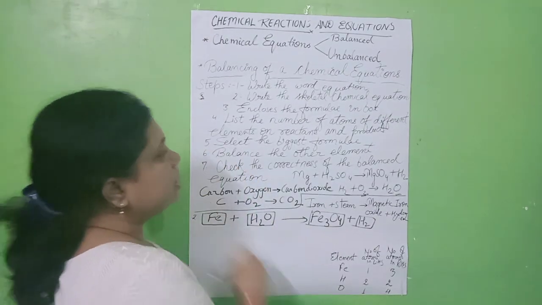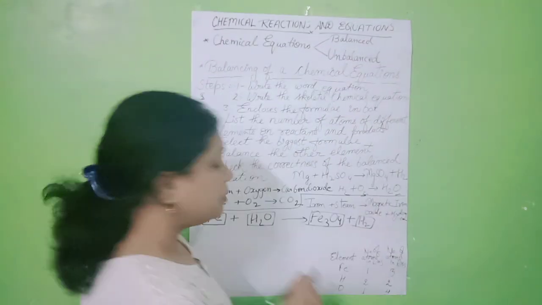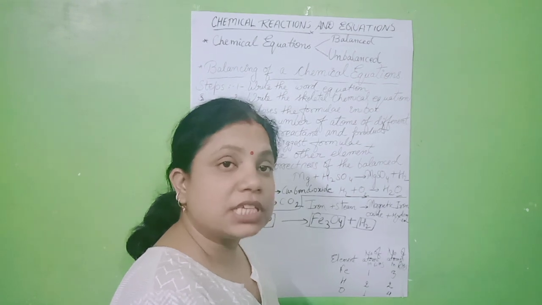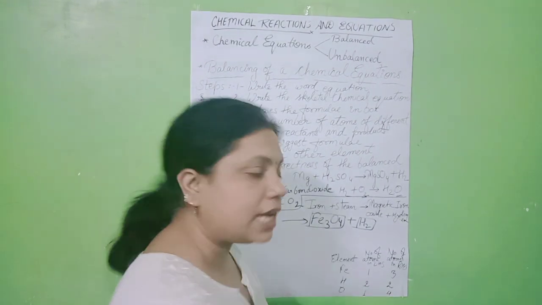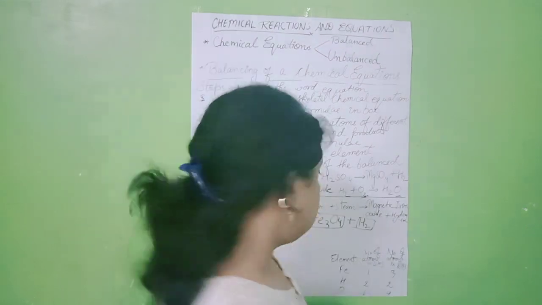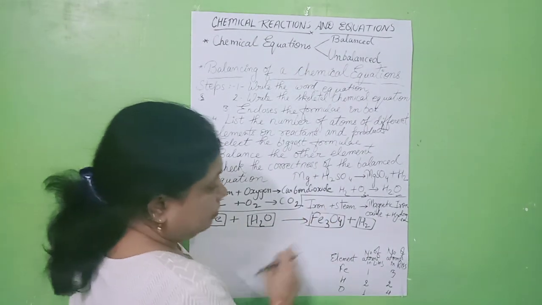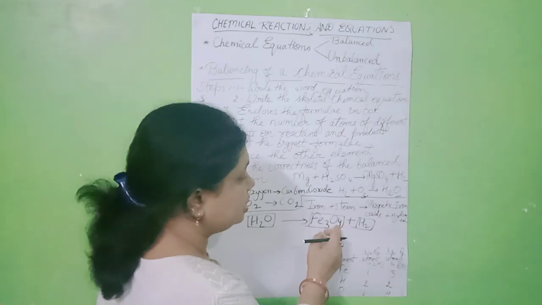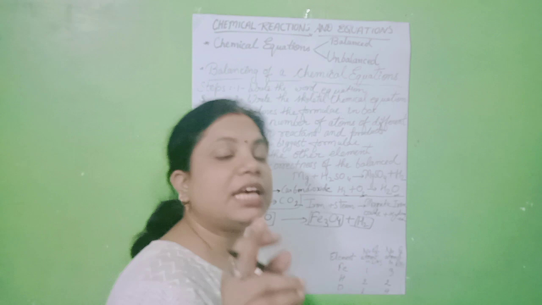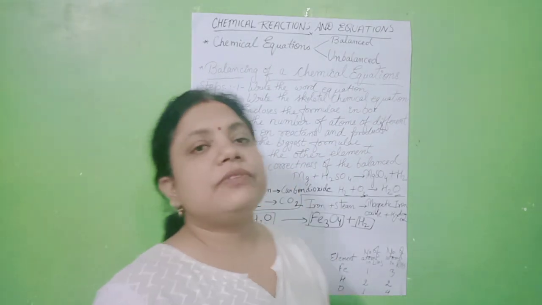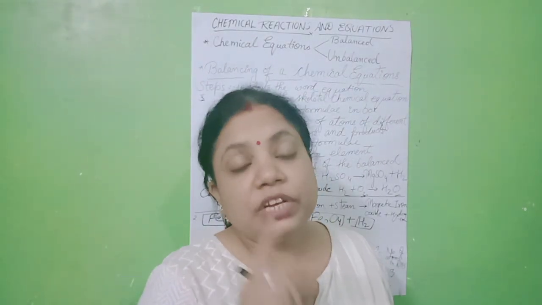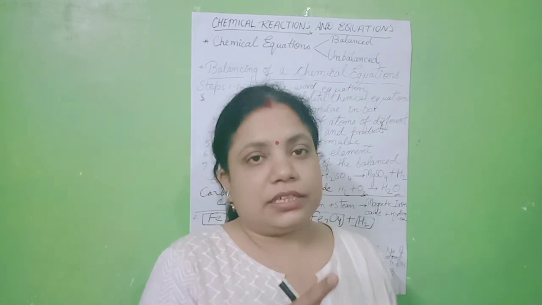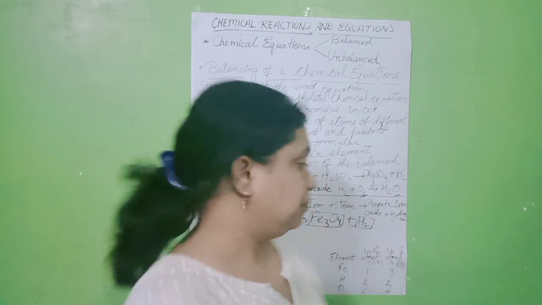Now fifth one, select the biggest formula. Which one is the biggest formula, students? That is Fe3O4, magnetic iron oxide, right? Here Fe is 3, but the maximum number of atoms is present in oxygen. So firstly we balance the oxygen. One thing is very important, students: we multiply the atoms. We do not add the atoms, right? We multiply.